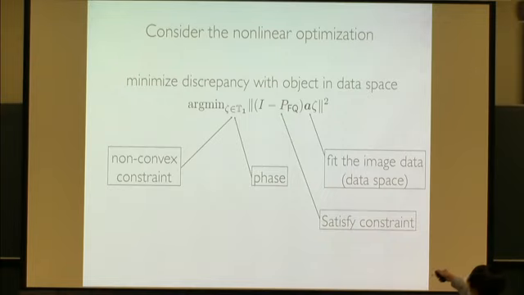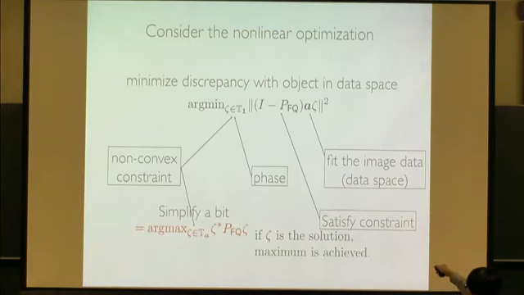But it is still not very easy to work with this guy. So we simplify it a bit. You just do an expansion. This is square, so you can expand everything. And A has the fixed norm, so you can remove it, and so on. So in the very end, you get the argmin of zeta star PFQ zeta. And you can imagine that if zeta is solution, maximum is achieved.